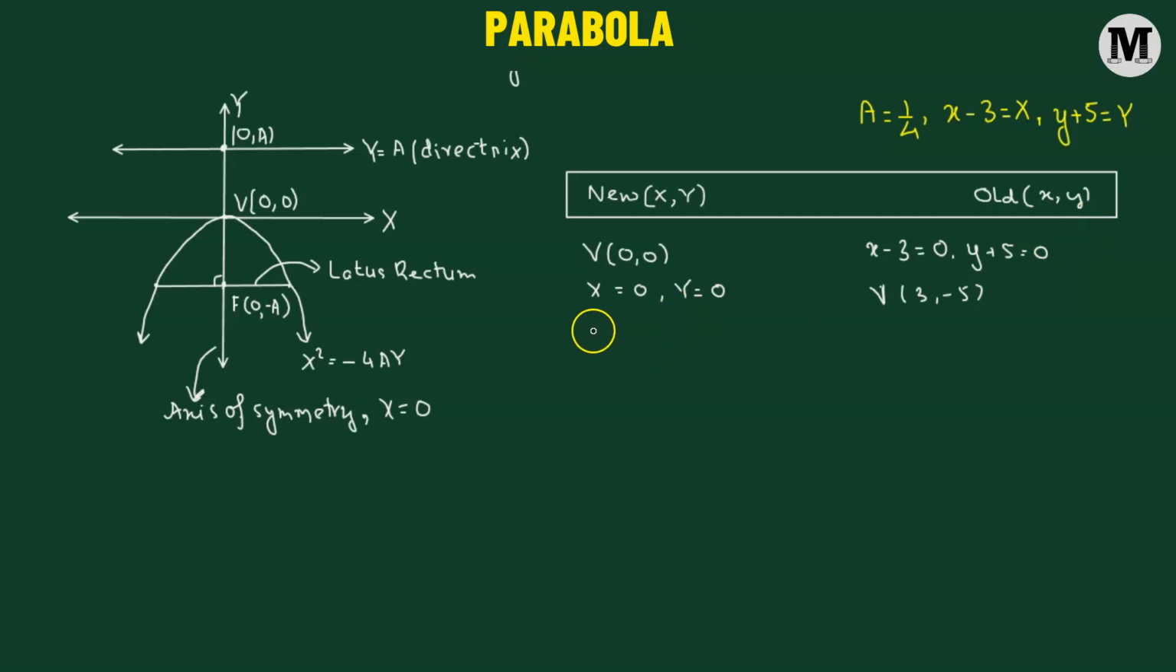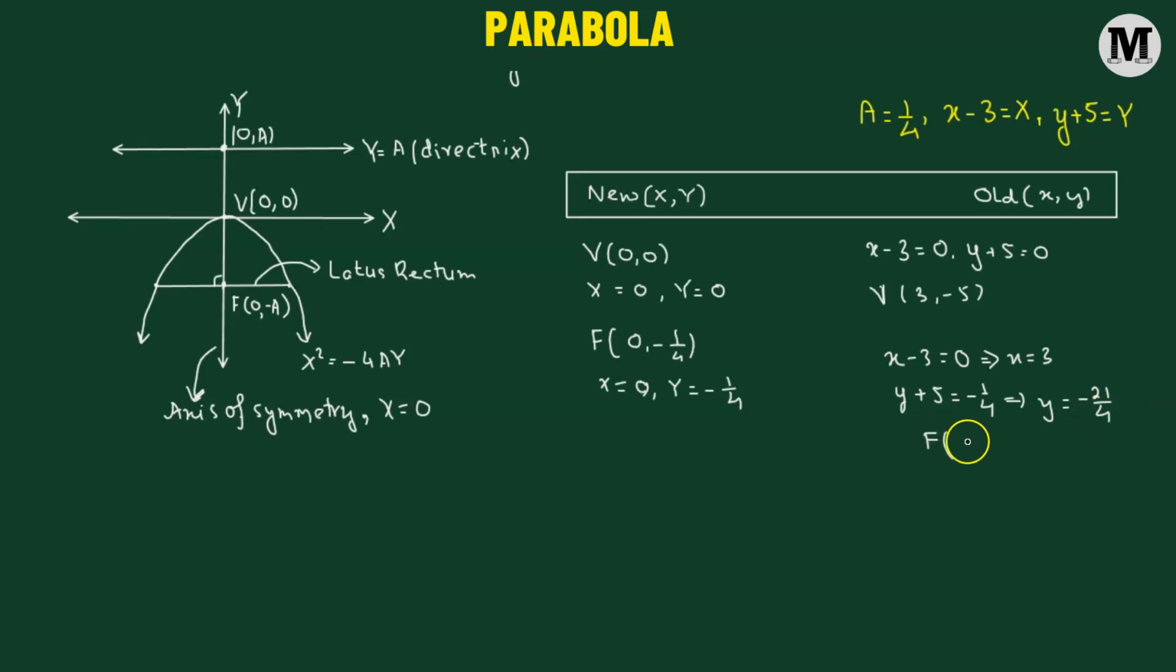Next, coming to the coordinates of the focus of the parabola in the new system. That's given by 0, negative a. Here a is 1 over 4. So that means our coordinates will be 0, negative 1 over 4. So here X corresponds to 0 and we have Y corresponding to negative 1 over 4. In the old coordinate system, we replace X with x minus 3 equals 0, so x will be equal to 3. And then we have y plus 5 equals negative 1 over 4, which implies the y value will be equal to negative 21 over 4. So the coordinates of the focus in the old coordinate system will be 3, negative 21 over 4.